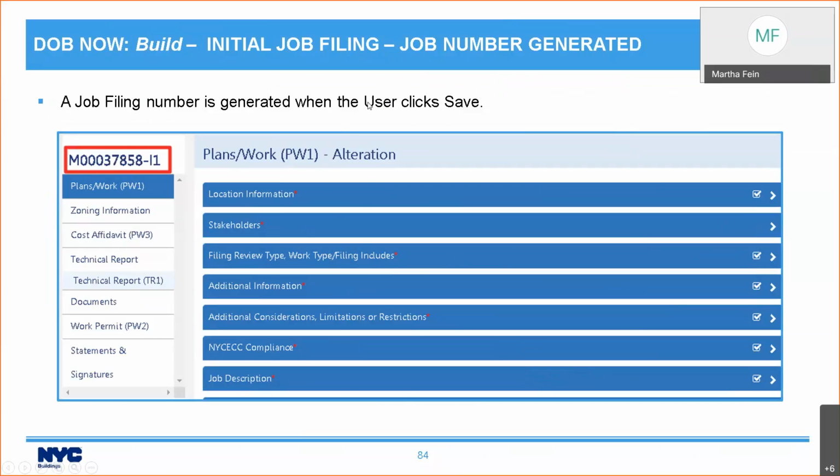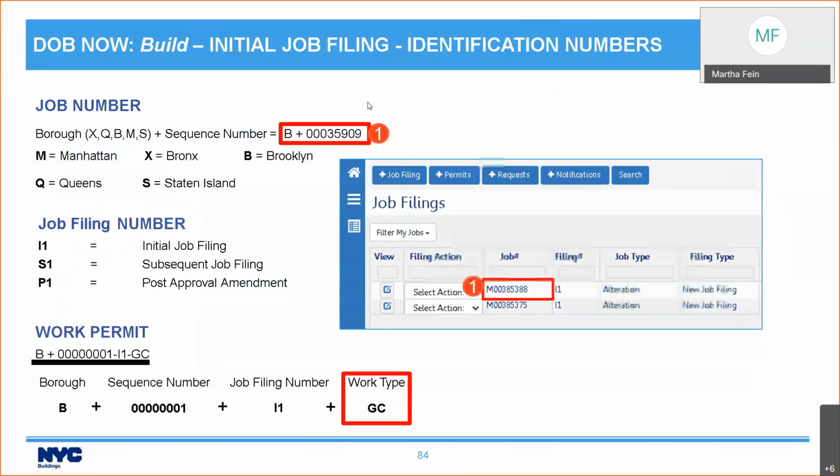We talked about the job filing number briefly, but let's go into a little bit more detail on it. The first part of the job filing number is a letter, and the letter represents the borough. There's then the job filing number, which is an 8-digit number. There is also a suffix to the job filing that indicates what type of job filing it is.